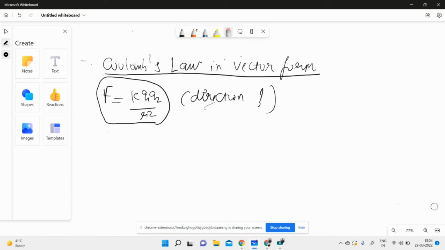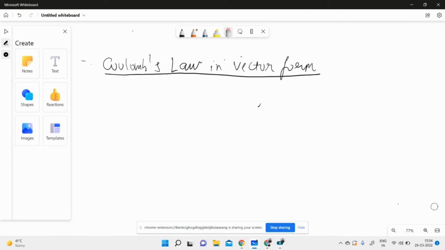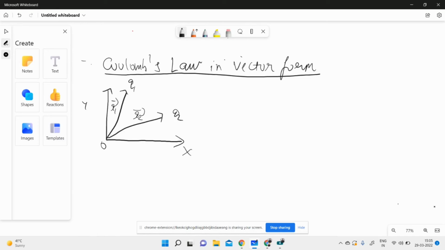So it is very easy. Let us place two charges Q1 and Q2. Okay. So your x axis, y axis, a charge Q1 is placed. Let R1 be the position vector. Another charge Q2. Let R2 be the position vector.